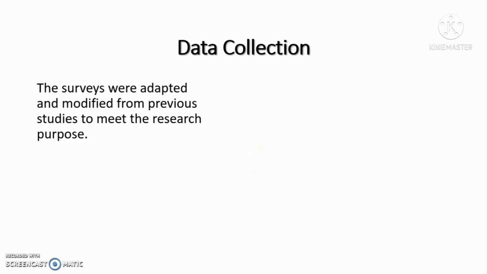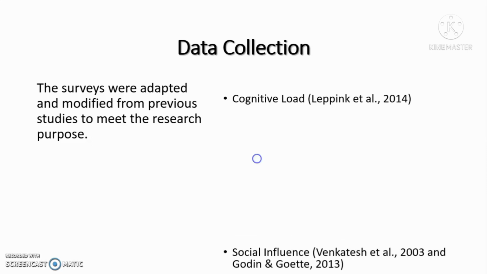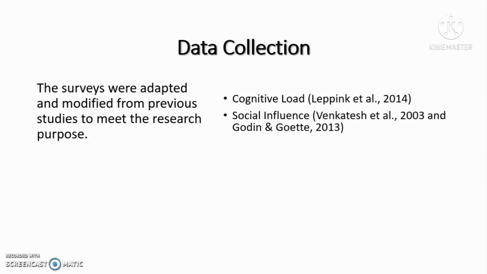This study is using surveys to collect the data. The surveys were adapted and modified from previous studies to meet the research purpose. To measure cognitive load, the researcher used survey developed by Leping et al. For social influence, this study used survey developed by Venkatesh et al. and Godin and Guti.